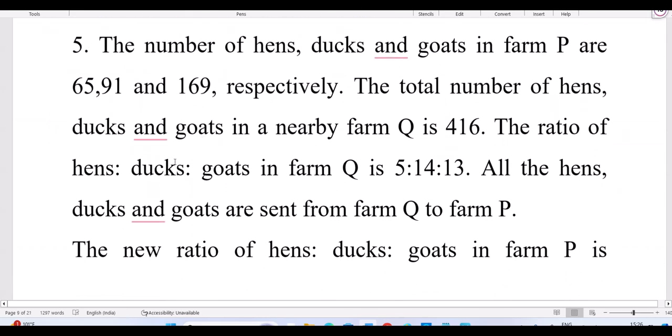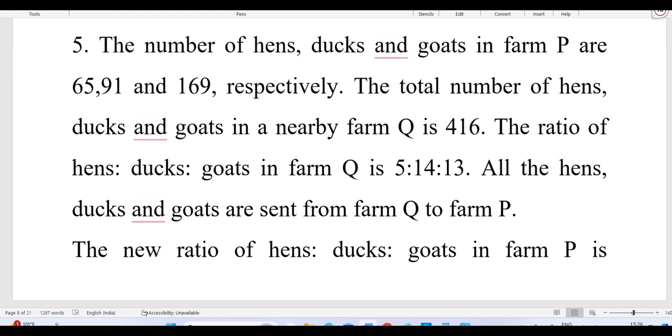Since fifth question, it's a bit similar to second question only. In second question, you have 3 classrooms A, B, C, and they're discussing about boys and girls in each classroom, and we need to go for combined boys and combined girls ratio. This question is a bit similar to that. Here you have 2 forms P and Q. They're discussing regarding hens, ducks, and goats. Now both combined together, they're asking the ratio.